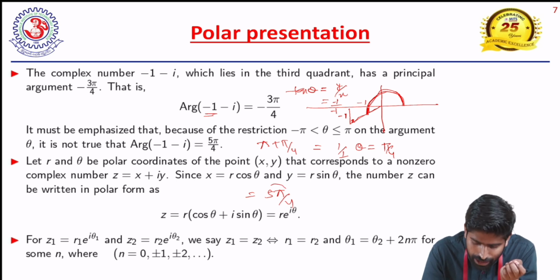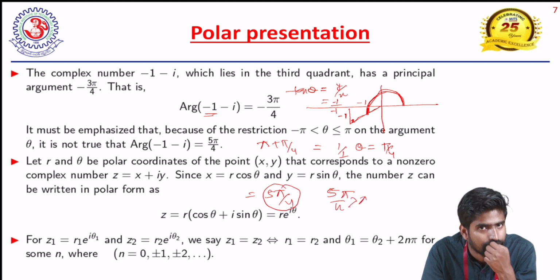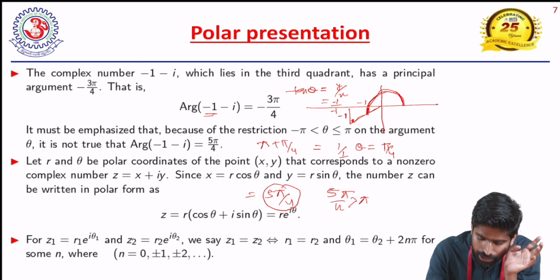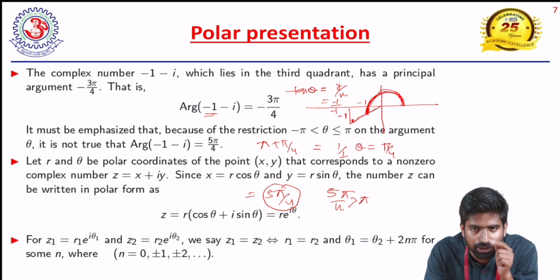Now you can clearly see this 5 pi by 4 is definitely greater than pi. So it is not going to be a principal argument, but it is one of the arguments, because we measured from here to there, which was pi, and since this angle is pi by 4, adding it gives a total angle of 5 pi by 4. This is one of the arguments.